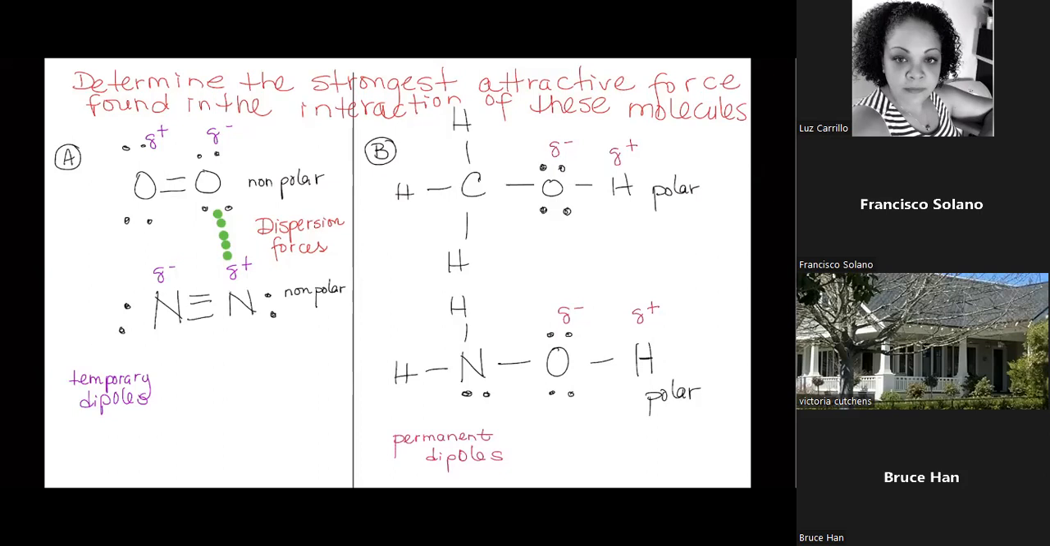Now, when we look at the interactions between these two, again, I'm going to do it with dotted lines. The interaction is in between this delta positive and this delta negative. So what is the strongest attractive force between CH3OH and NH2OH? Excellent. This is illustrating hydrogen bonding. Questions about letter A or letter B?